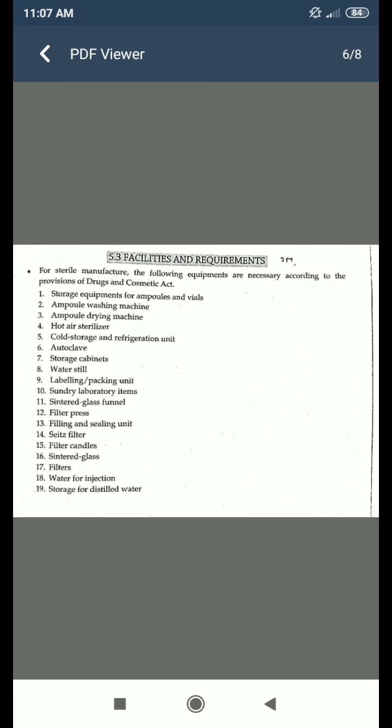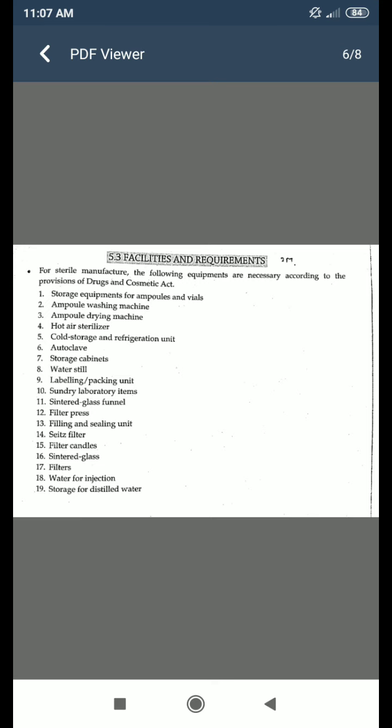Then facility and requirements. For sterile manufacture, the following equipments are necessary according to the provisions of the Drug and Cosmetic Act.